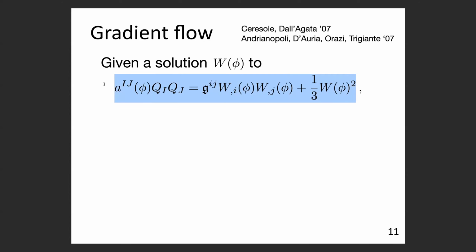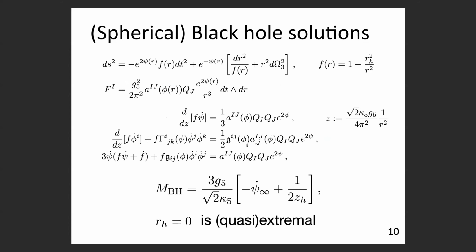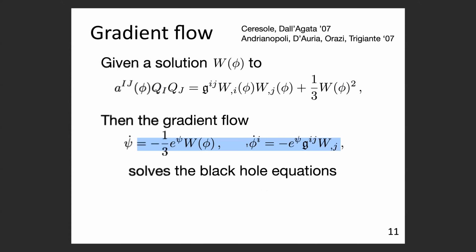So suppose we have some function W of phi, and it happens to solve this partial differential equation here. This is a PDE on the moduli space. Why? Well, if we have this W, then these gradient flow equations, if I solve them, which is relatively easy to do, will end up solving these second order equations. So this is kind of like a supersymmetry-like trick, although this doesn't have to be the central charge. And in fact, although I'm doing this in a supersymmetric theory, I could also do the same thing in a non-supersymmetric theory. Okay, so this is a way to solve the black hole equations.